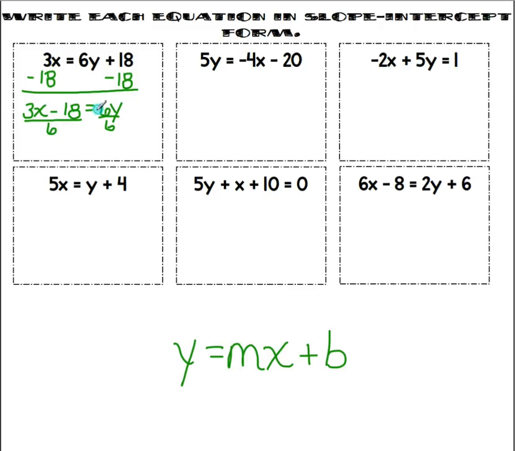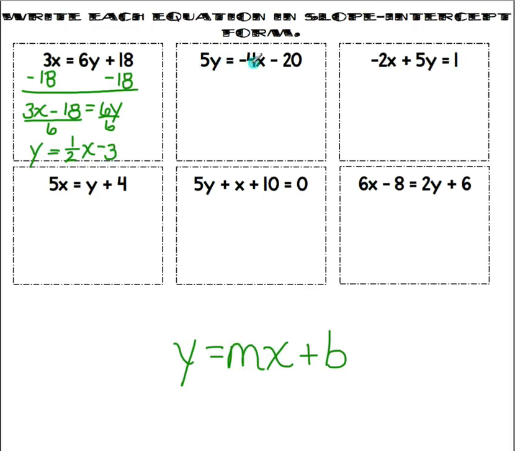I'm going to write my y term first, so y equals 3x divided by 6. Each term in your numerator is divided by that 6. So 3x divided by 6 gives us 1/2 x, and then 18 divided by 6 gives us 3, so 1/2 x minus 3. Now we have an equation in slope-intercept form.